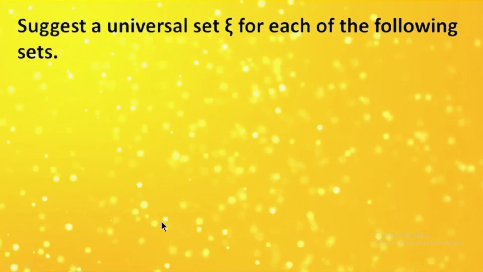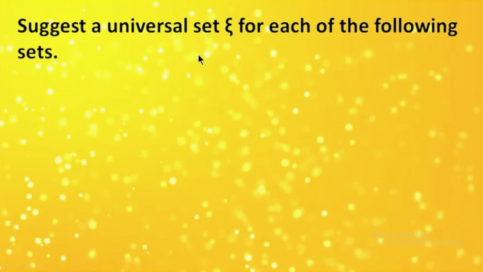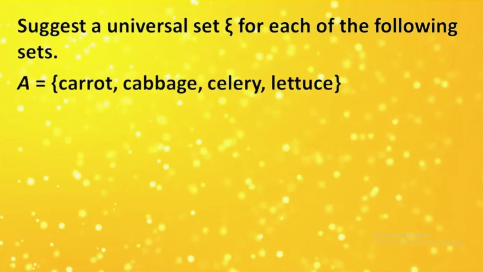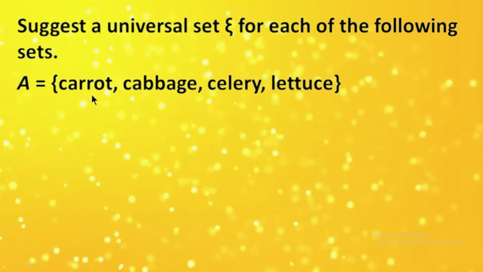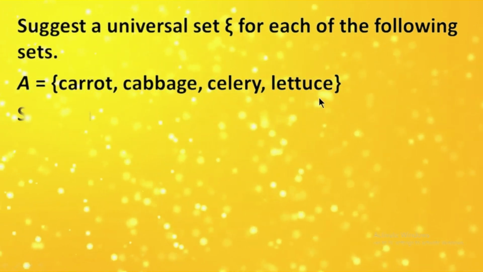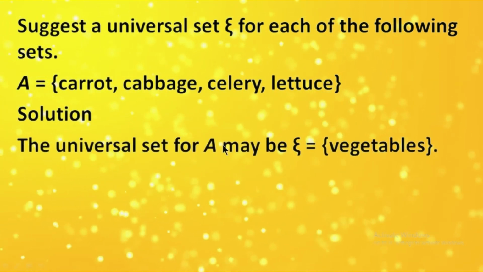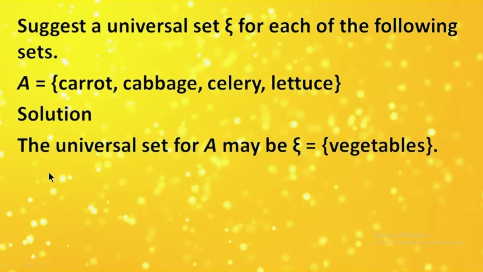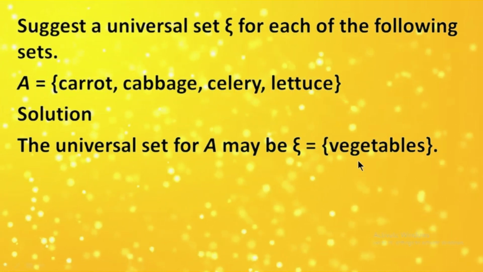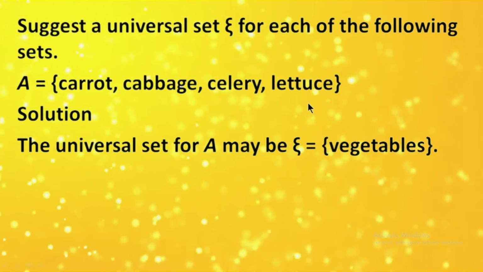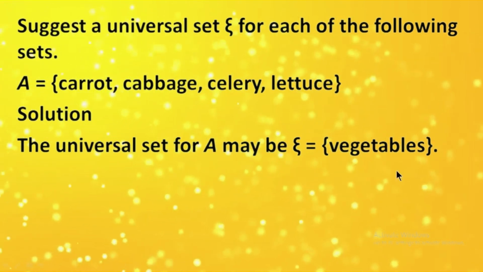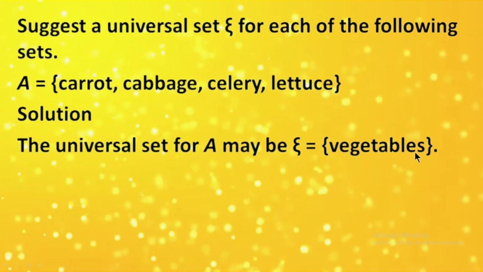For example, suggest a universal set for each of the following sets. Let set A, the elements are carrot, cabbages, celery, and lettuce. So, the universal set of A might be the set of vegetables because all the elements of A are vegetables. So the possible universal set of A is a set of vegetables.